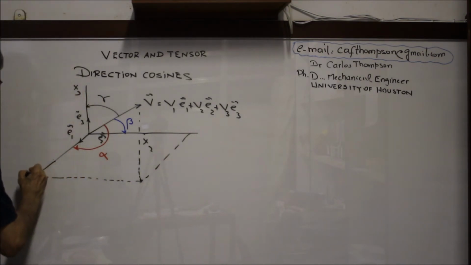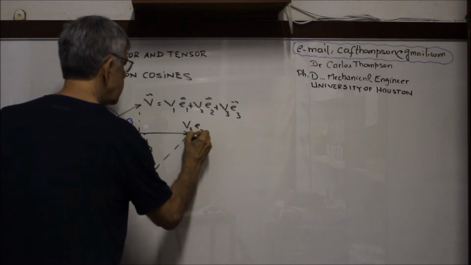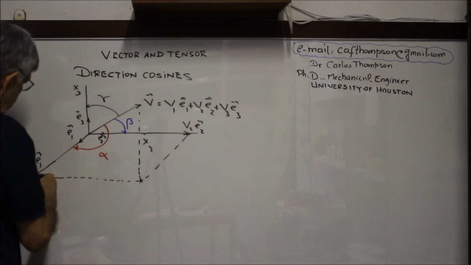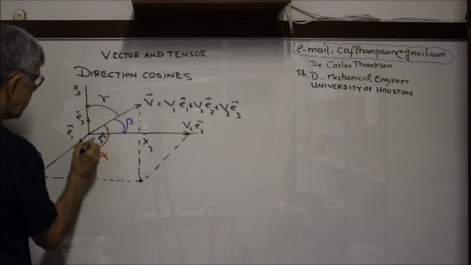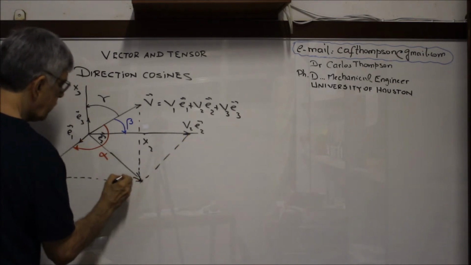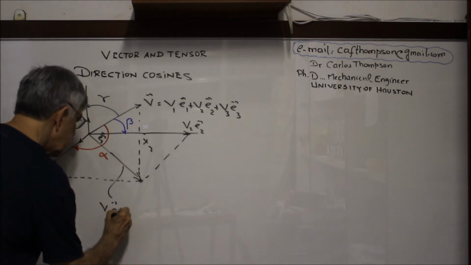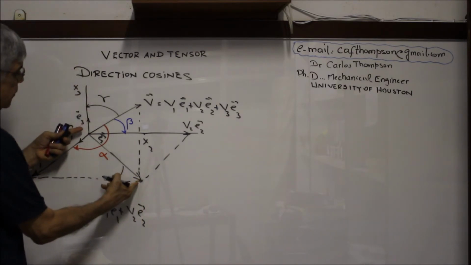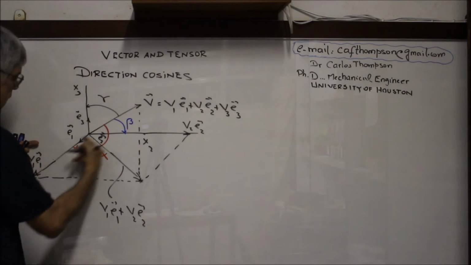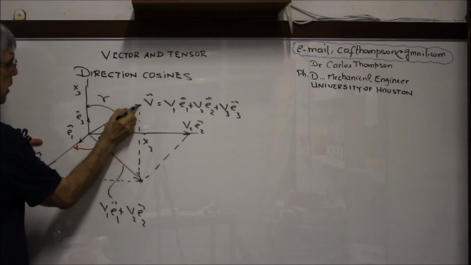So here is v1, e1. Here is v2, e2. If you add v1 e1 plus v2 e2, you just get this vector here. This vector is v1 e1 plus v2 e2. Now, if you add this vector here on this x1, x2 plane, let's take a parallel to that.